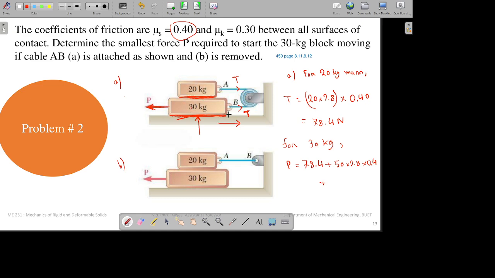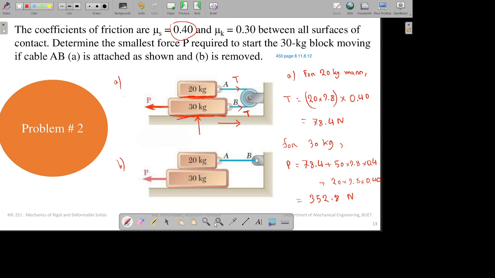So plus the friction force for this surface. We have actually calculated this in the earlier section, because for the 20 kg block the T and the friction force are equal, so it will be 78.4. We know that, but still we can determine it by 20 into 9.8 into 0.40. So again it comes out to be 352.8 Newton. So that is the value of P for question A.